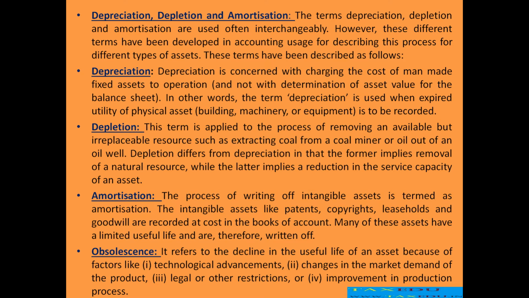What we are going to discuss now is very important for your exams as well. In any government exam you sit for, a question on amortization keeps coming. So what is amortization? The process of writing off intangible assets is termed as amortization. Intangible assets like patents, copyrights, leasehold and goodwill are recorded at cost in the books of accounts. Many of these assets have a limited useful life and are therefore written off.